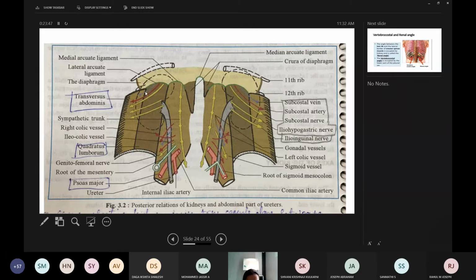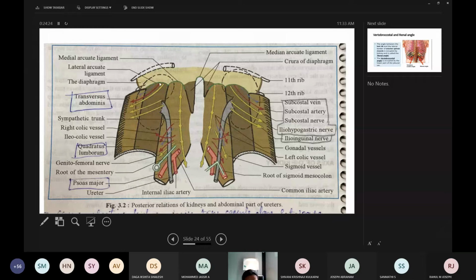The relations are divided into upper and lower. The upper part is related with the arcuate ligaments, medial and lateral arcuate ligaments of the diaphragm, from which the diaphragm originates. Then outside that, the costodiaphragmatic recess will be there, the costodiaphragmatic recess of the pleura.